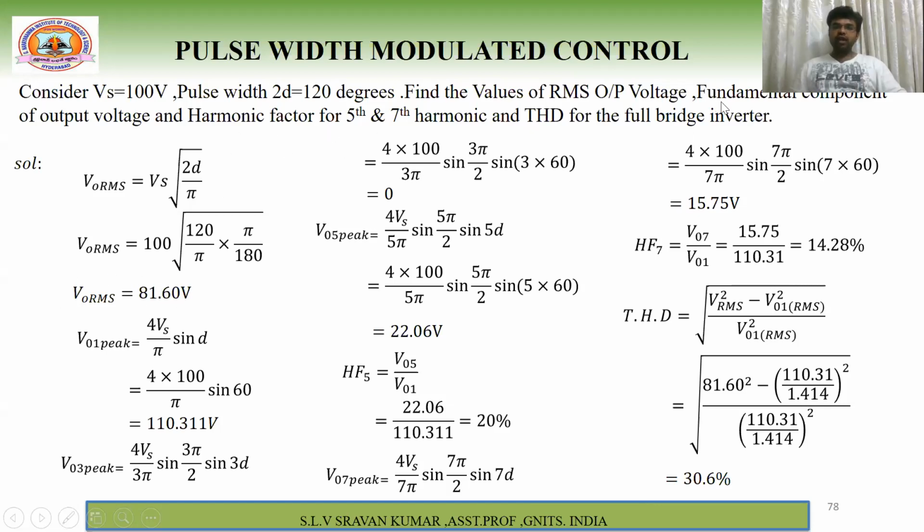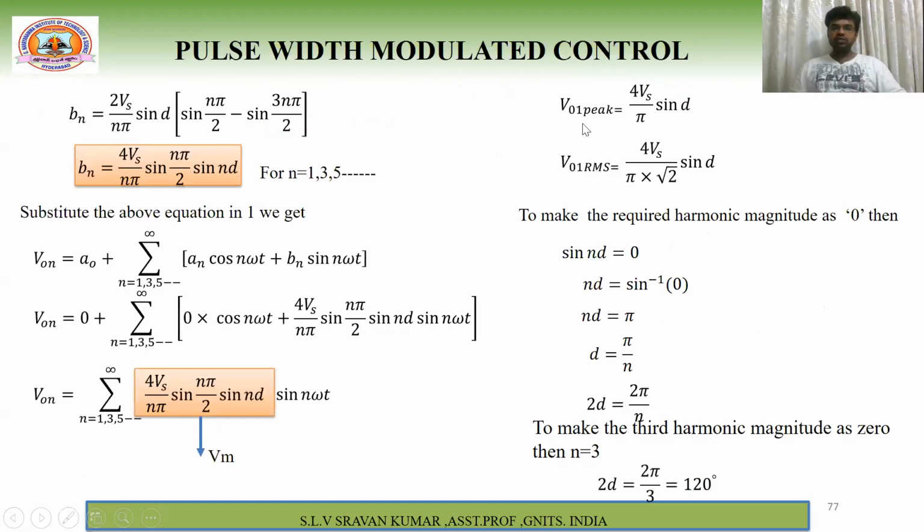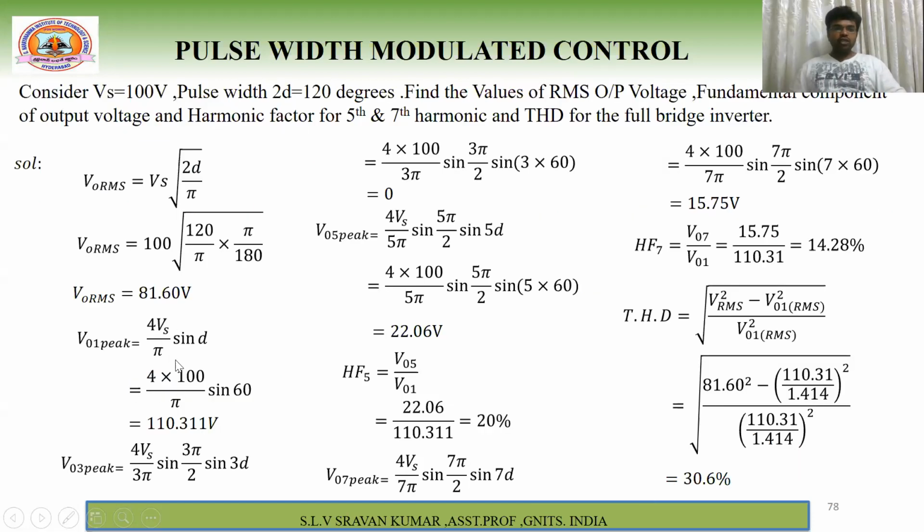Next is the fundamental component of output voltage. I'm finding only the peak value. If you want RMS, divide by root 2. What is V01 peak? Just now we have discussed: V01 peak is 4 Vs by pi into sine d. So 4 into Vs, which is 100, divided by pi, sine d. See, 2d is equal to 120 degrees, which means d is 60 degrees. If we substitute, what is the fundamental value? 110.311.